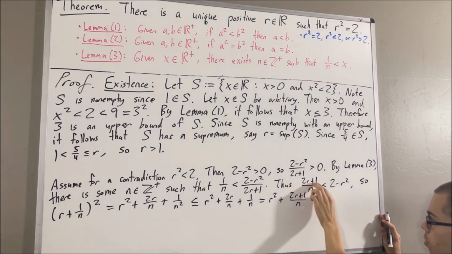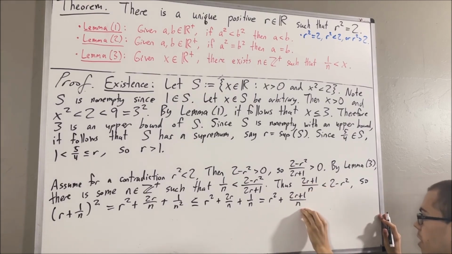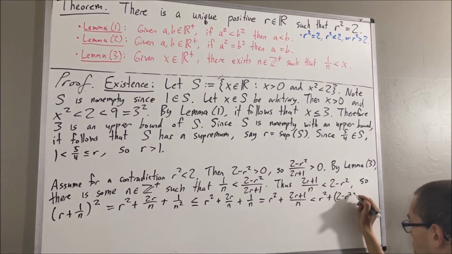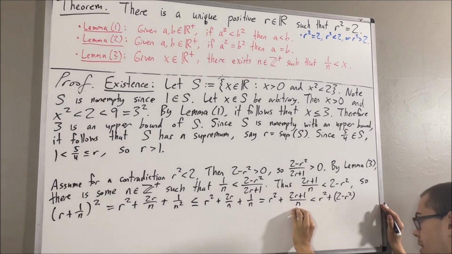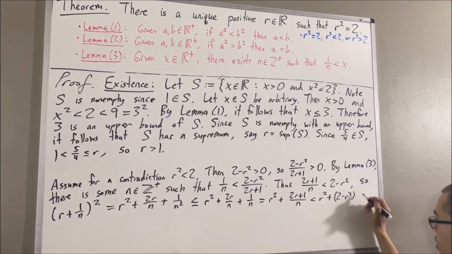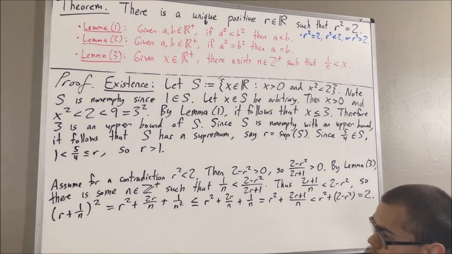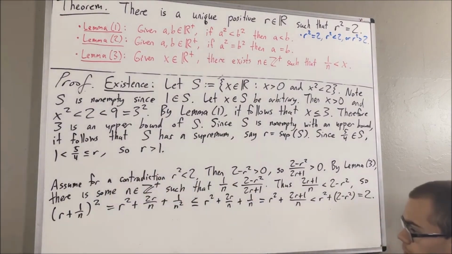But we know that (2r plus 1) over n is less than 2 minus r squared. And because of this, it follows that this must be less than this, where all we did was replace (2r plus 1) over n with 2 minus r squared. And we know that this is equal to 2. So putting this together, we see that (r plus 1 over n) squared is less than 2.